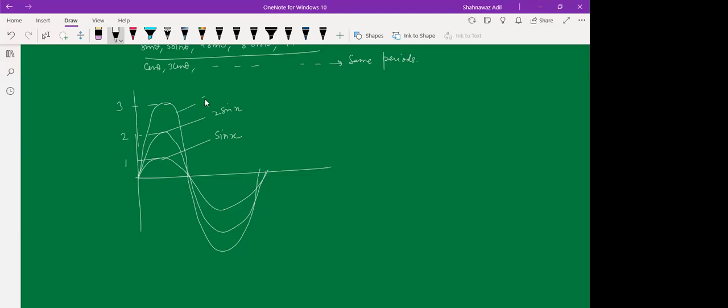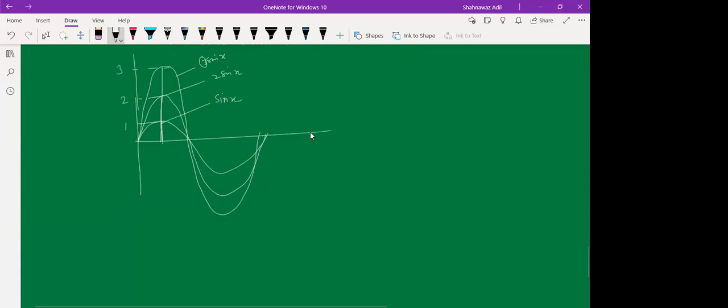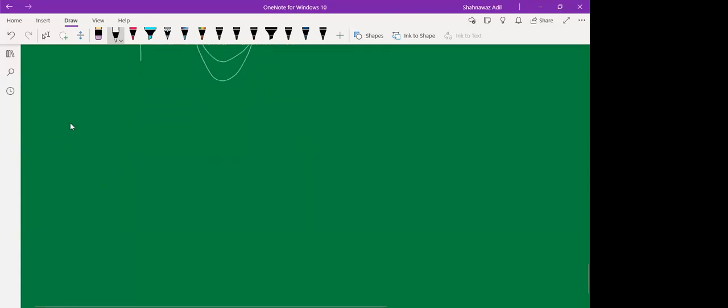If I multiply a constant before a trigonometric function, then the period doesn't change, right? So the period remains the same. Is it clear, guys? Only the amplitude will change. This height will change, but the period will not change. Is it clear to you guys?